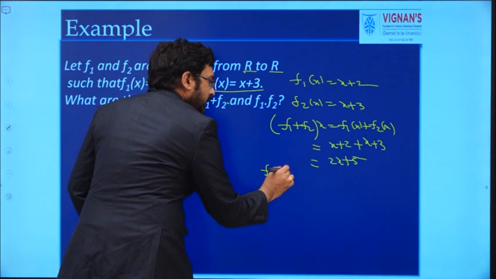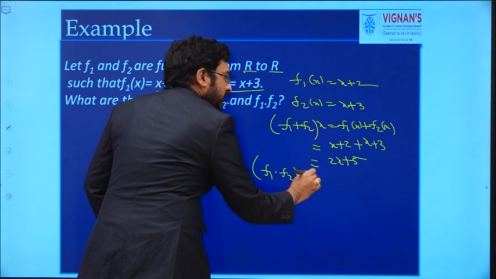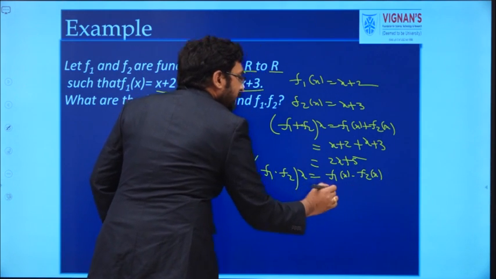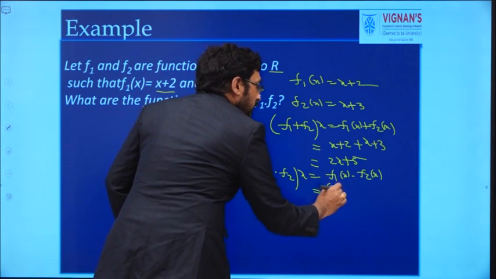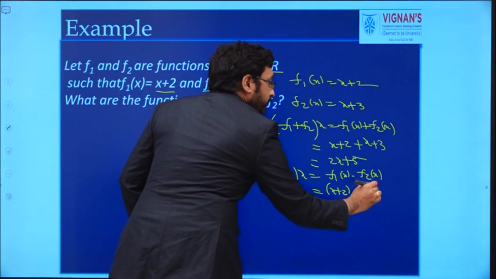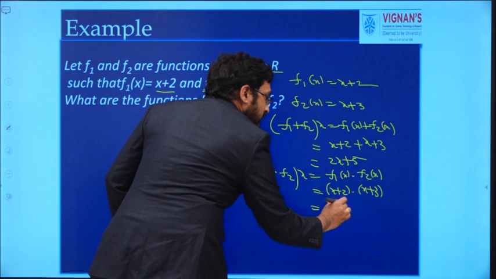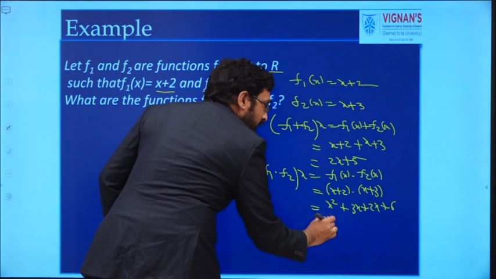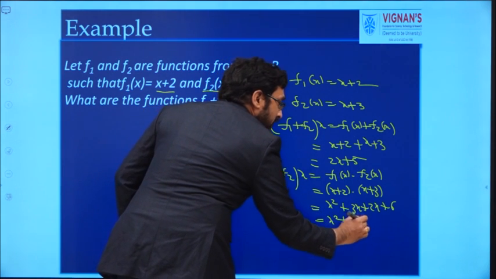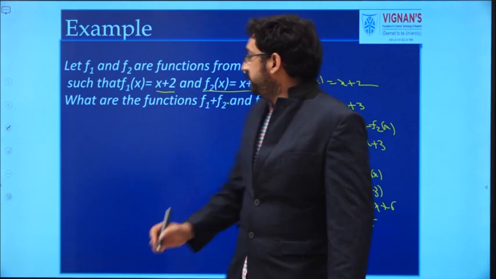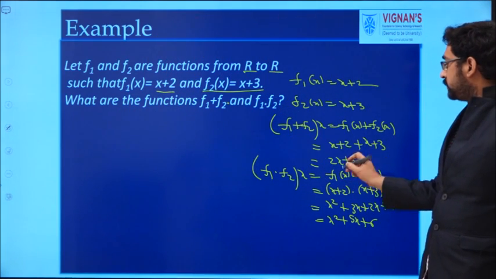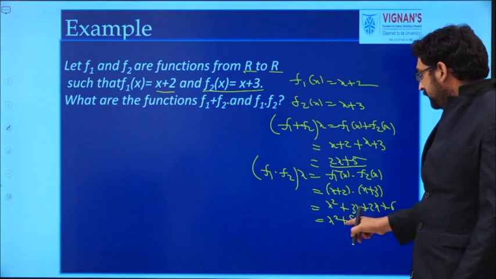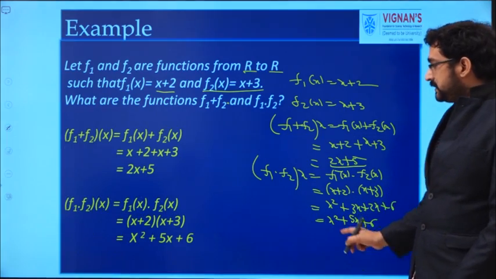Next compute multiplication. (f1 into f2) of x equal f1 of x into f2 of x. So what is f1 of x? (x plus 2) into (x plus 3). Multiply both sides. We get x square plus 3x plus 2x plus 6. That is nothing but x square plus 5x plus 6. So for the given problem, f1 plus f2 we got as 2x plus 5, and f1 into f2 of x we got as x square plus 5x plus 6.